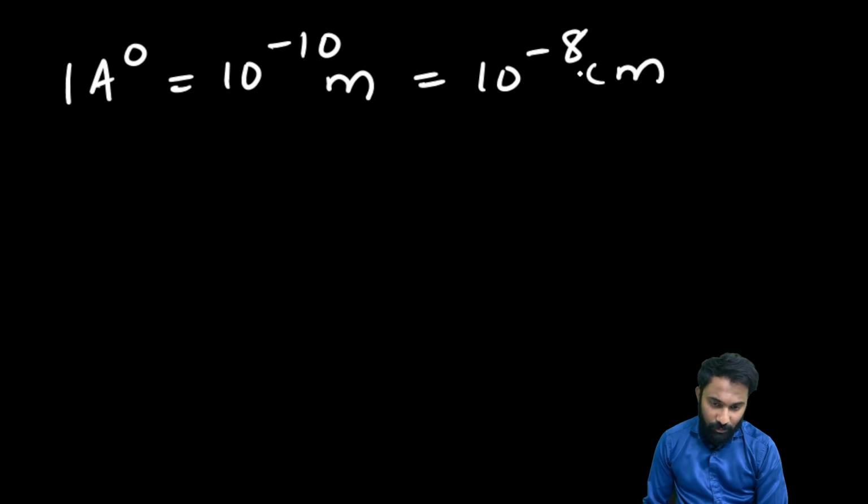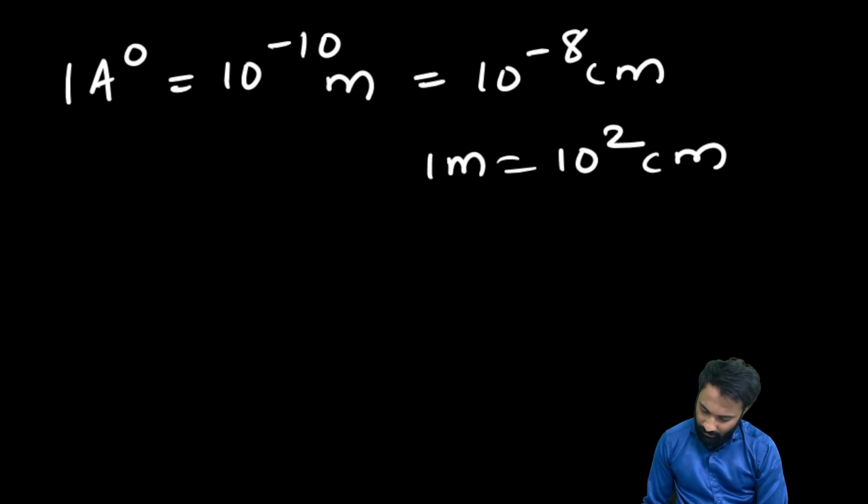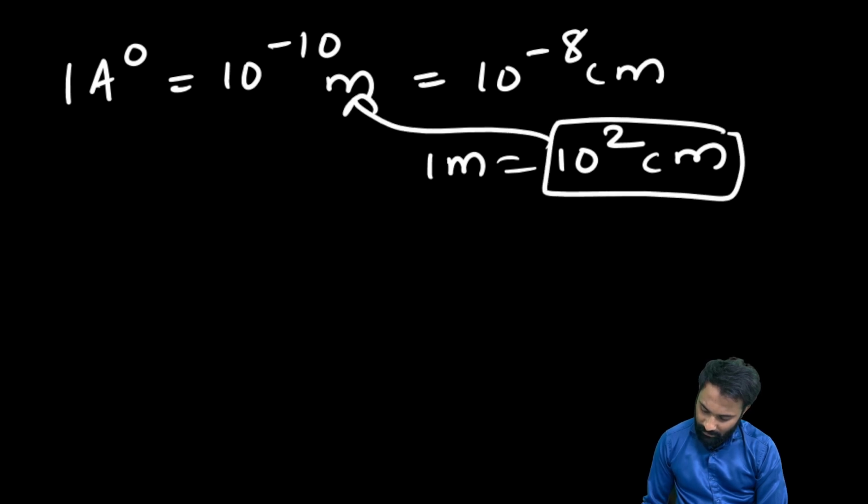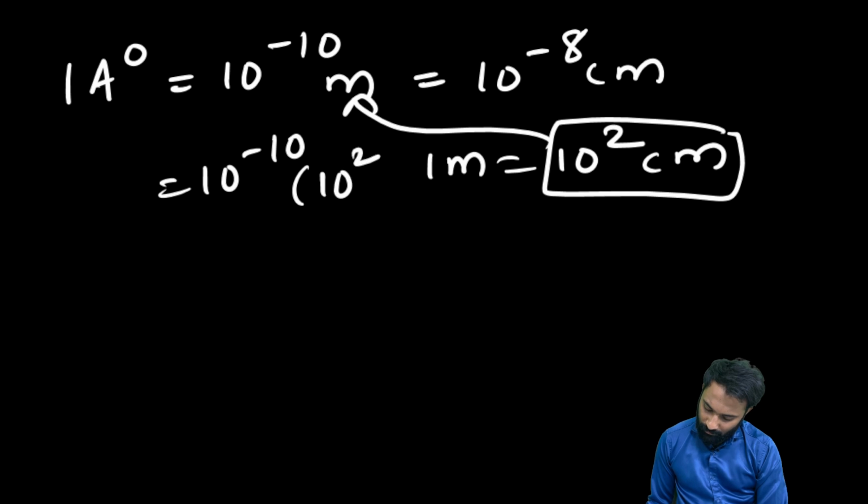So how did this 10 to the power minus 8 centimeter come? Just now we have studied that 1 meter is equal to 10 to the power 2 centimeter. You substitute this 10 to the power 2 centimeter here, then it will become 10 to the power minus 10 into 10 to the power 2 centimeter, right?